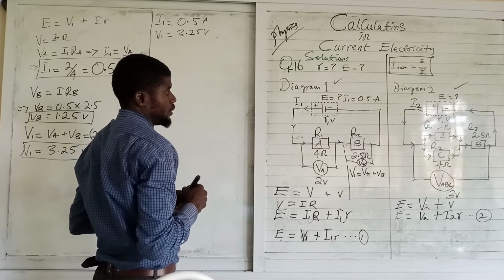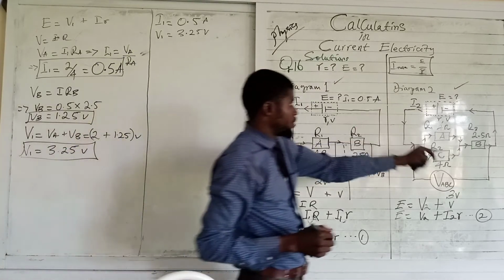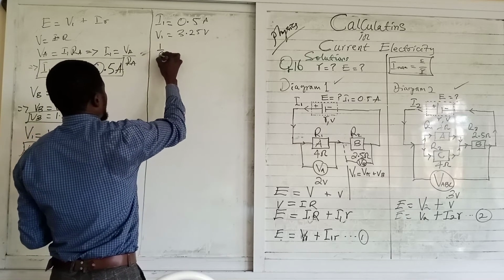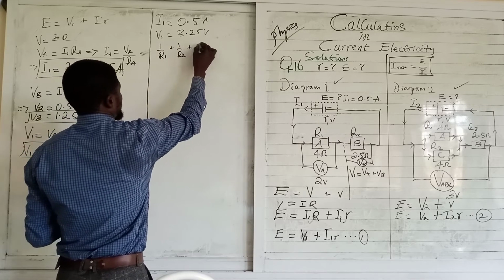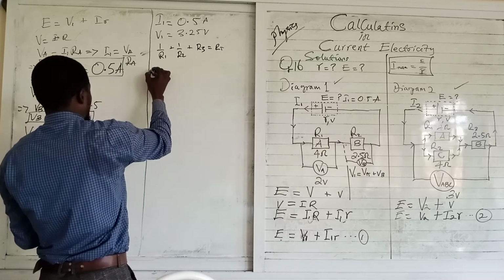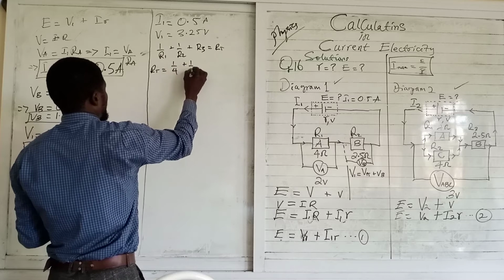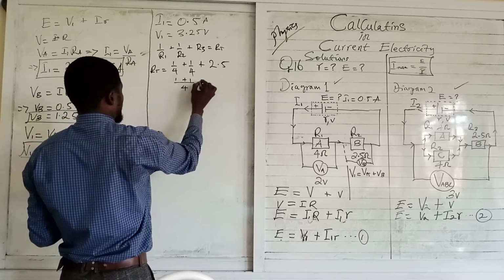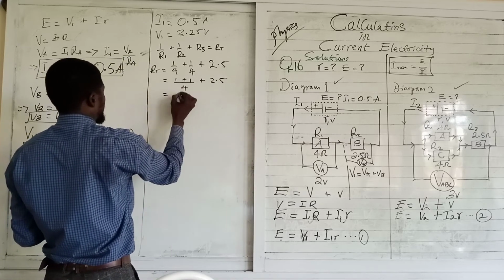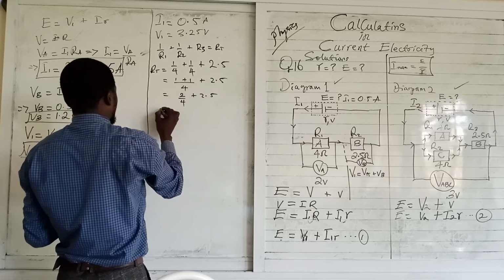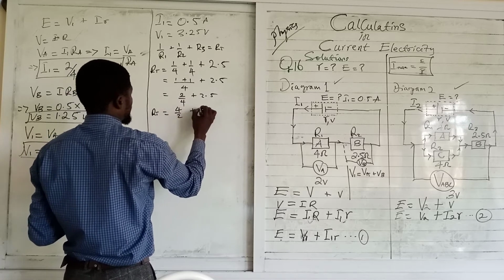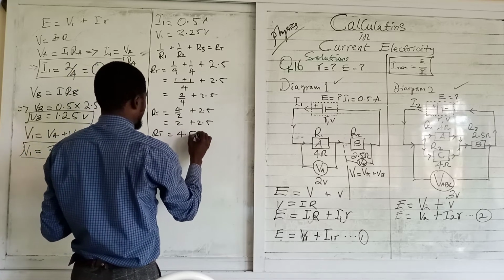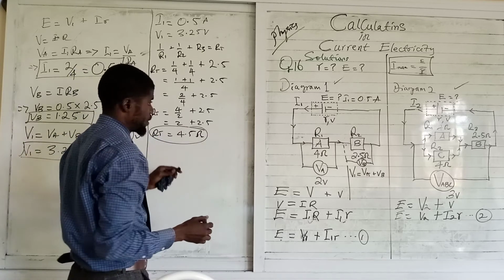Now let's come to this circuit. We want to find the total current in the circuit. But before we find our I2, we'll have to resolve these resistors and find the combined resistance. So we say that 1 over R total is equal to 1 over R1 plus 1 over R2 plus R3. That is 1 over 4 plus 1 over 4 plus 2.5. This is the same thing as 1 plus 1 over 4, plus 2.5. That gives 2 over 4 plus 2.5, so RT is equal to 4 over 2 plus 2.5. This is the same thing as 2 plus 2.5. So our RT is equal to 4.5 ohms. The total resistance in the circuit is 4.5 ohms.